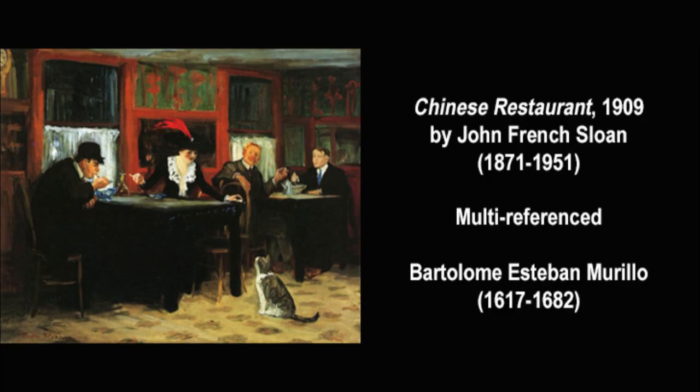And in Chinese Restaurant, John French Sloan used a secret technique used by master painters, which I call multi-referencing, that is, taking small parts from several works of art by another artist and incorporating these parts into a single picture. Chinese Restaurant multi-referenced the artist Bartolomé Esteban Murillo. Now, this is only my opinion. This is not in any books, but take a look and see if you agree.